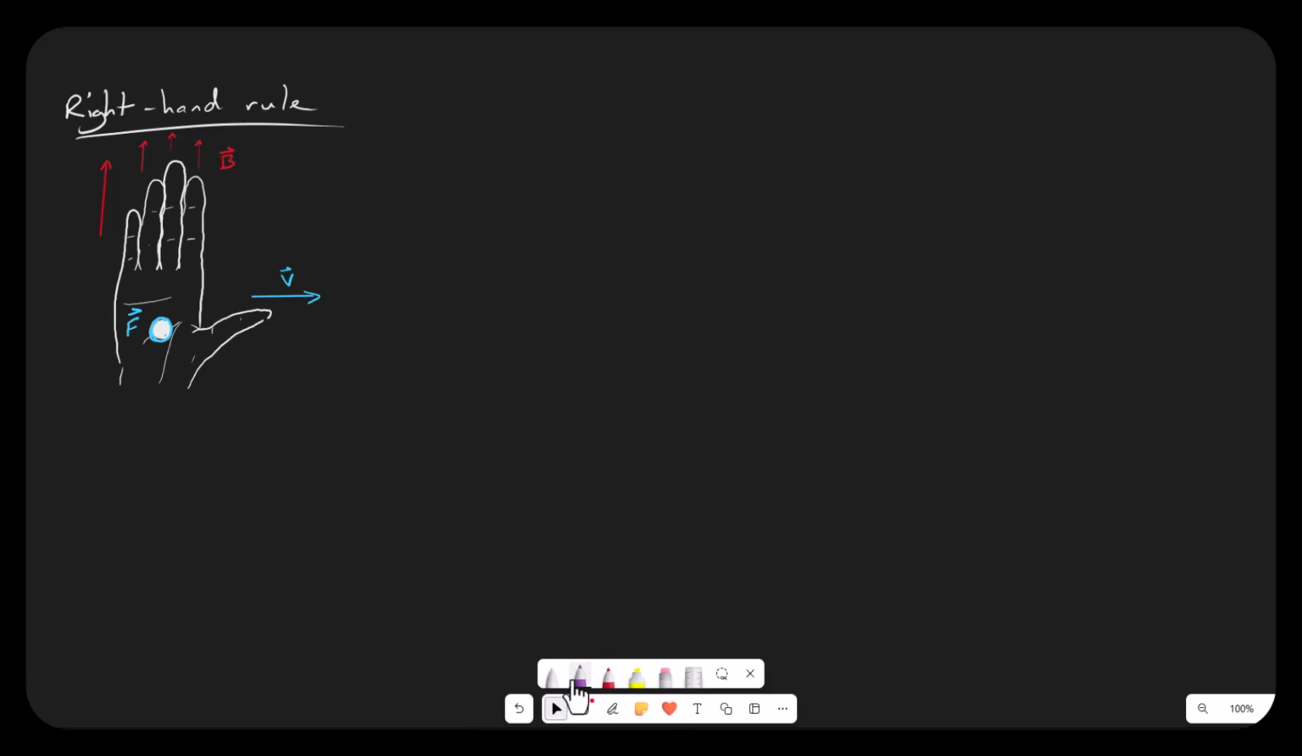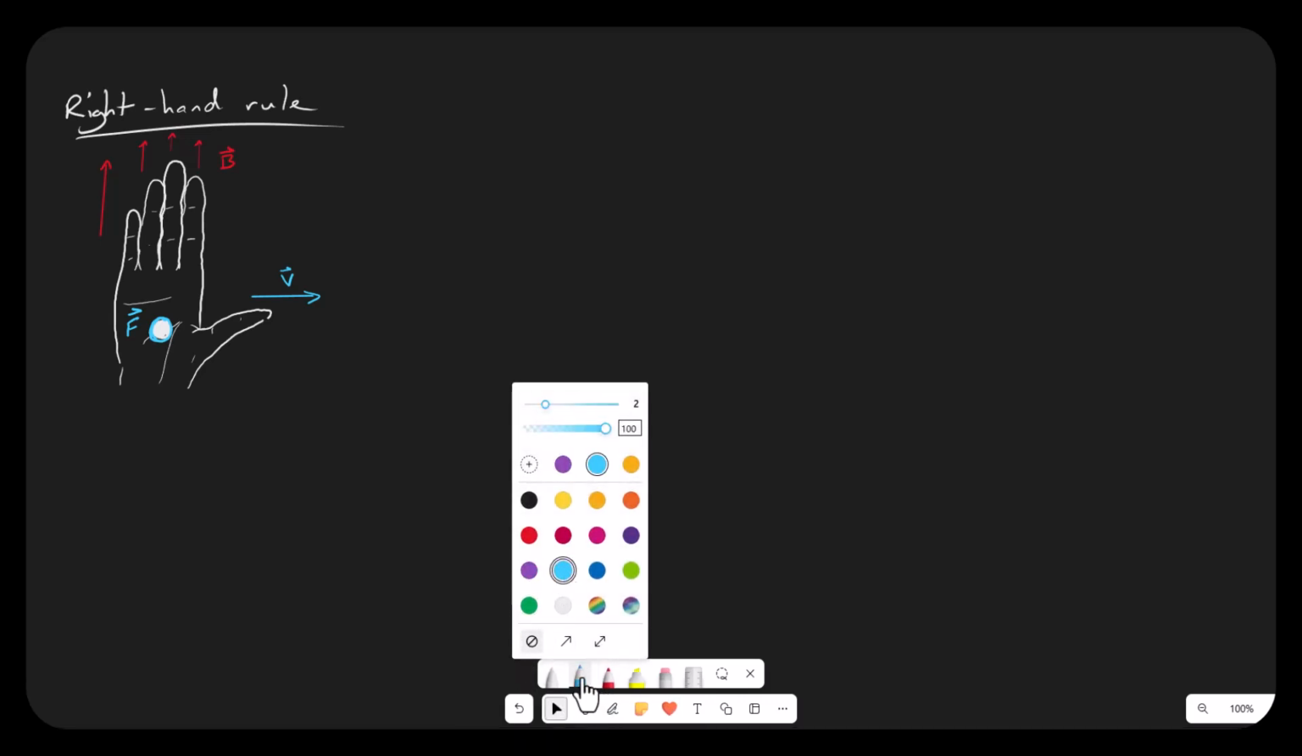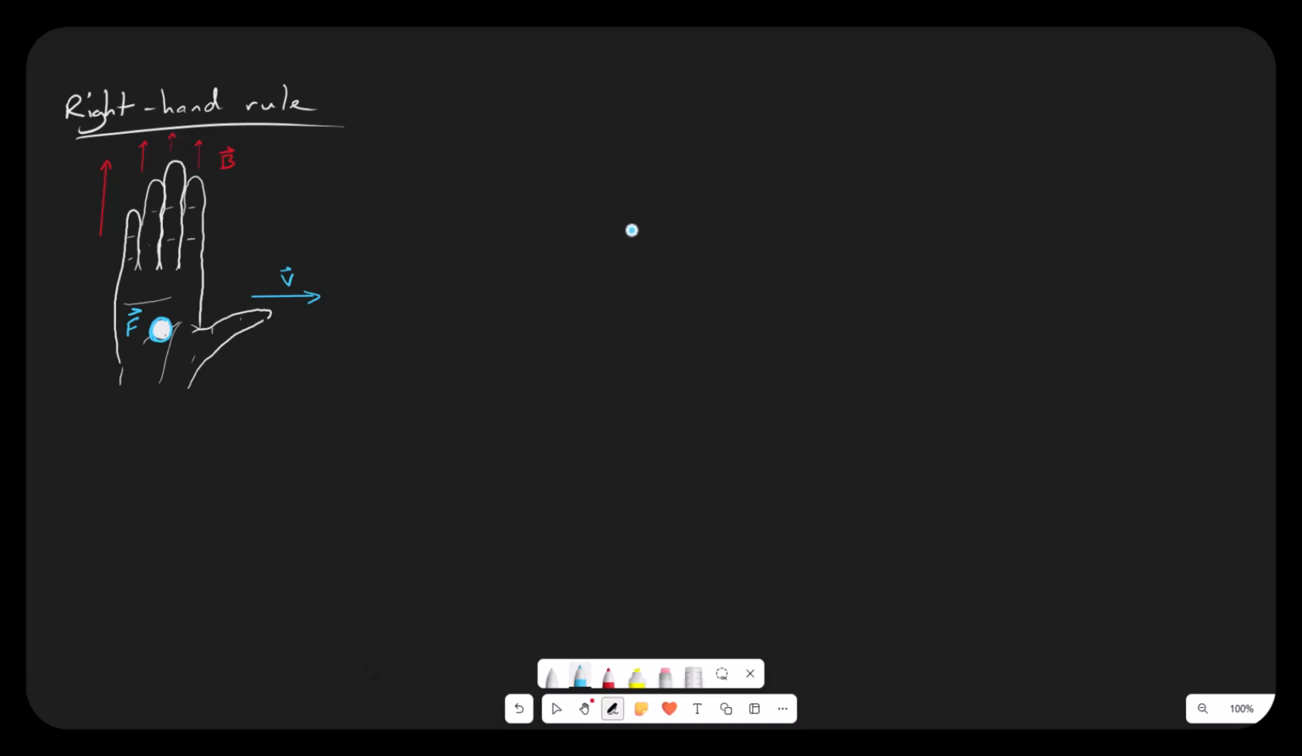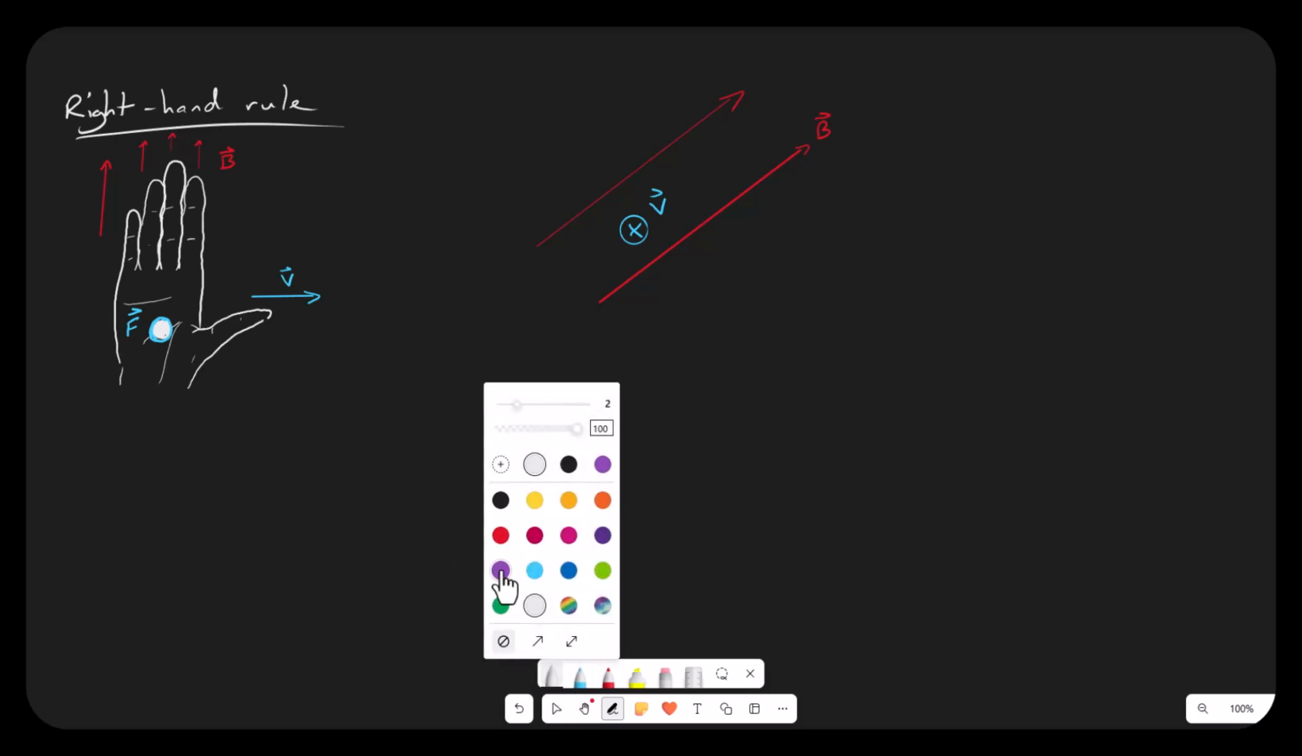If I have a velocity that points into the screen, and I have a magnetic field that points in this direction, I'm going to point my thumb into the screen and rotate my hand until my fingers point up and to the right. When I do that, I get a force that points this way.